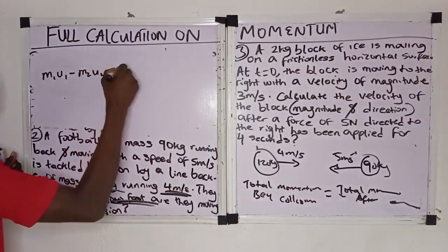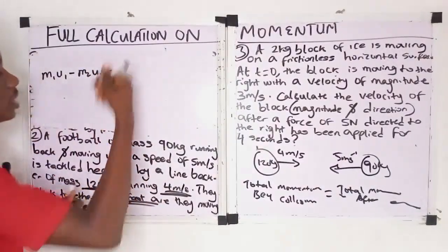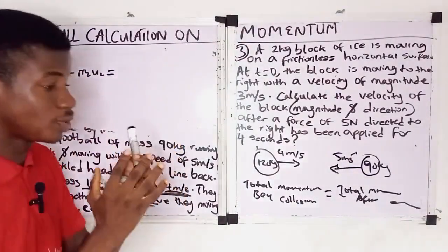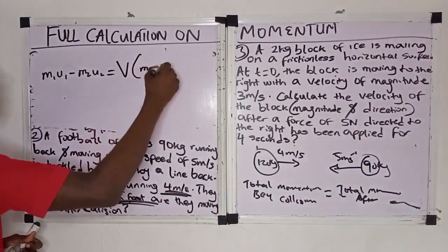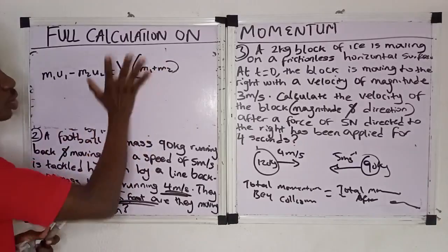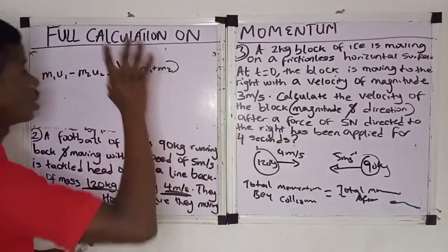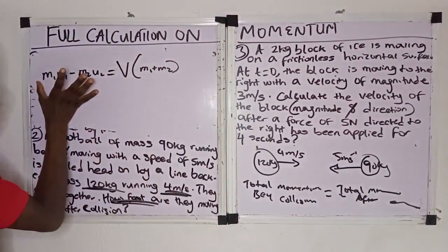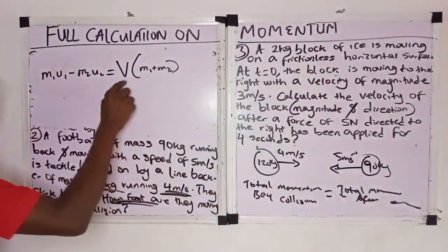Then it is equal to, now in perfectly inelastic collision, like I said earlier, the bodies usually stick together after collision. So the total momentum after collision is equal to V(m1 + m2). The two bodies stick together after collision. So this is the total momentum after they collide. Remember, after they collide, they move with a common velocity. So this is the velocity we're looking for.